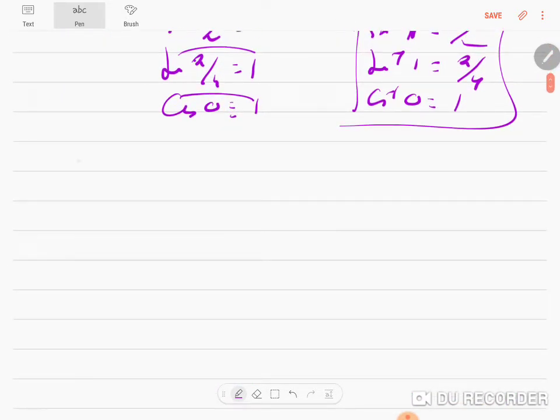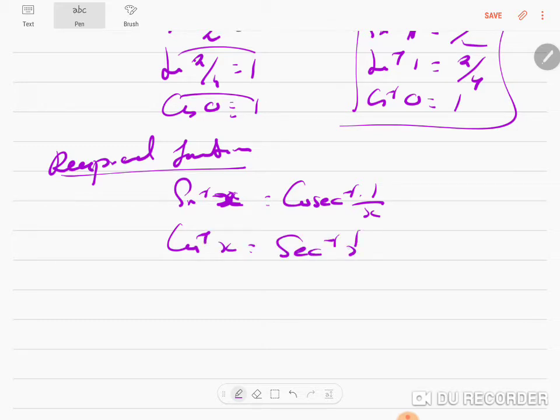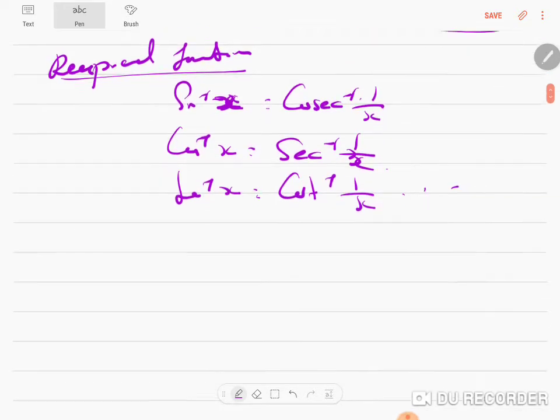Next is reciprocal functions. What is a reciprocal function in trigonometry? Sin's reciprocal is cosecant, cos's reciprocal is secant. Here, sin inverse of x is cosecant inverse of 1 by x. Cos inverse of x is secant inverse of 1 by x. Tan inverse of x is cot inverse of 1 by x and so on.